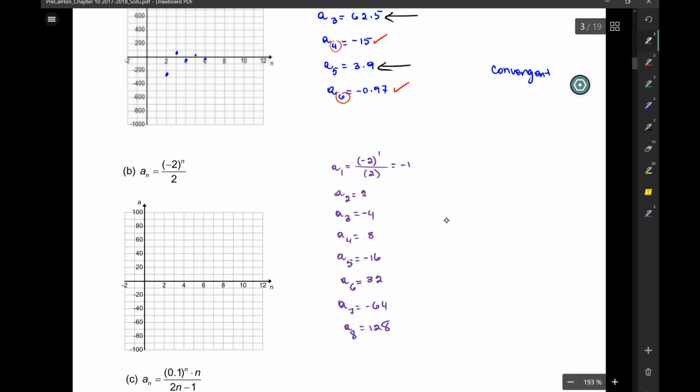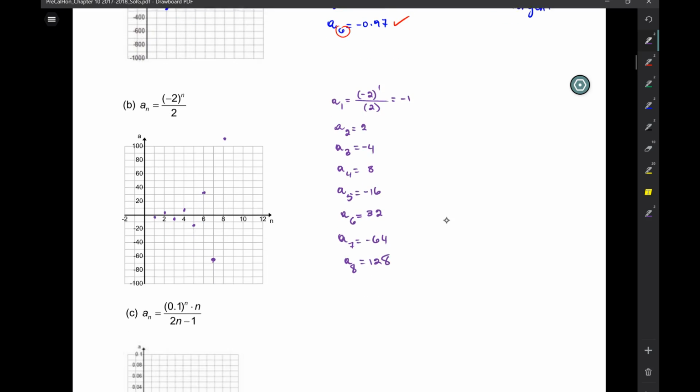Right? So take a look. When n is 1, we're at minus 1. When n is 2, we're at 2. Then we're at minus 4. And 8. And then we're at negative 16, which is here. And then we're at 32. And then we're at negative 64 here. And then what? 128. So all the way up there. So what do you think? Converging, diverging? Converging. Oh, wait, what? Is it converging?